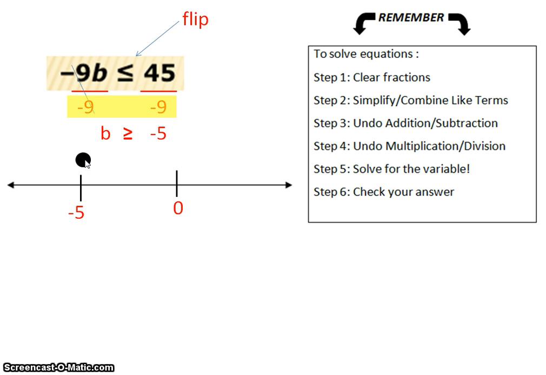Now, again, I have to draw an arrow either to the left or to the right. Let's put a number in for b. Let's put in 0 and see if that is a solution. Is 0 greater than or equal to negative 5? It is. So my arrow is going to move to the right.